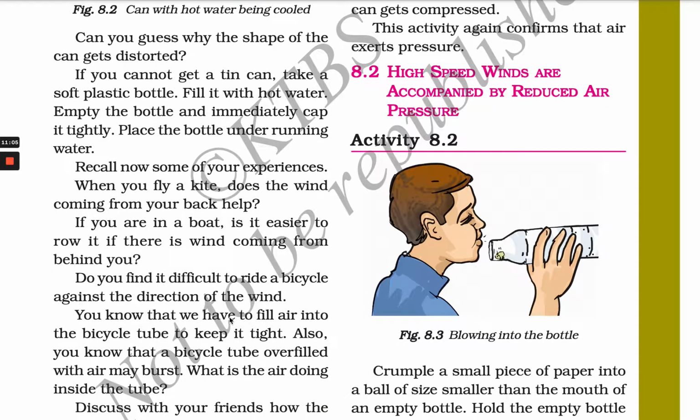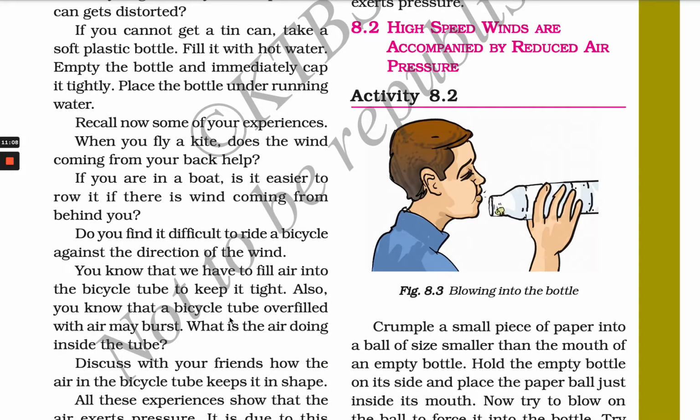So all these are things that you need to think about and analyze to understand air pressure, because all these things are involved with air pressure. So is your bicycle tire. Why do you fill the air inside your bicycle tire, right? So that's again related to air pressure.